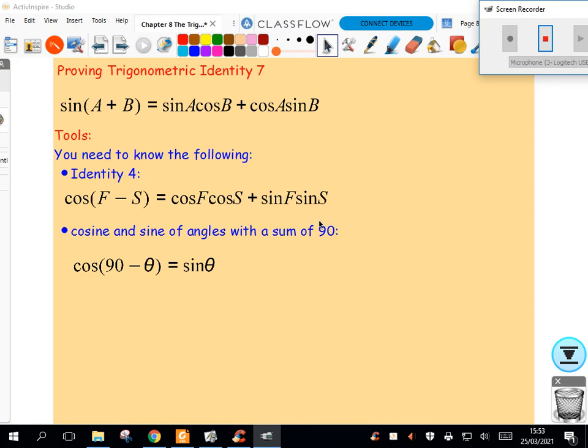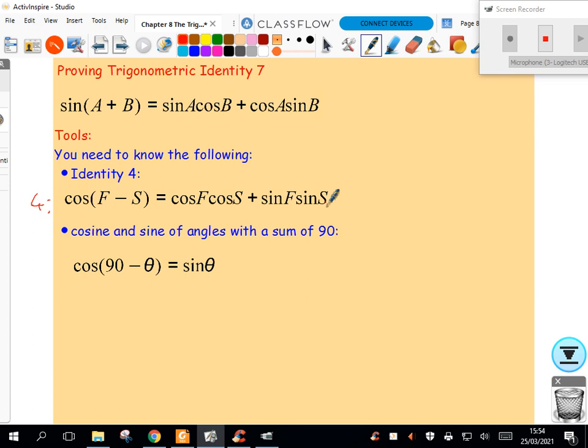Okay, so in this lesson I am going to look at proving identity number 7, which says the sine of angle A plus angle B is equal to sine of angle A times the cosine of angle B plus the cosine of angle A times the sine of angle B. In order to prove it, you need to know identity number 4, which says the cosine of the difference between two angles is equal to the cosine of the first angle times cosine of the second angle plus sine of the first angle times sine of the second angle.